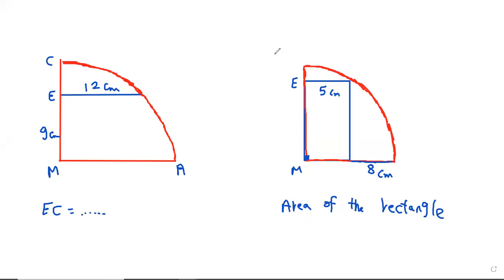The following figures represent the quarter of a circle. In figure 1, I want to get EC. Try to pause the video and have a go, and then check your solution against mine. So how can we get EC?